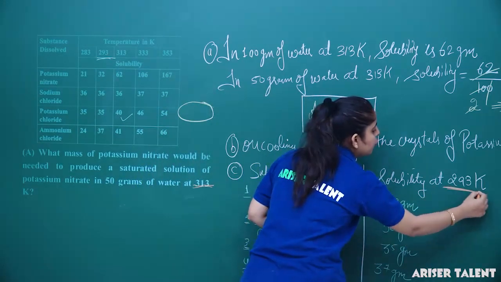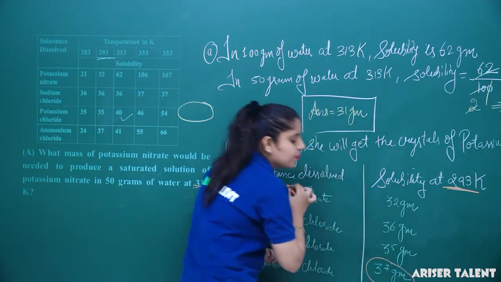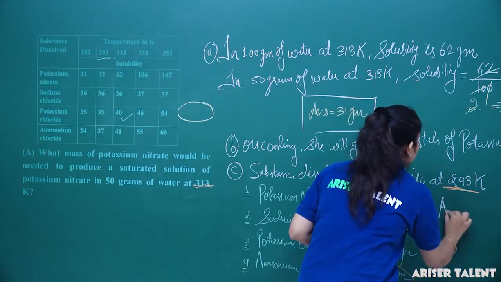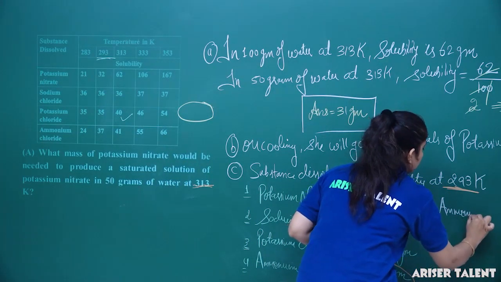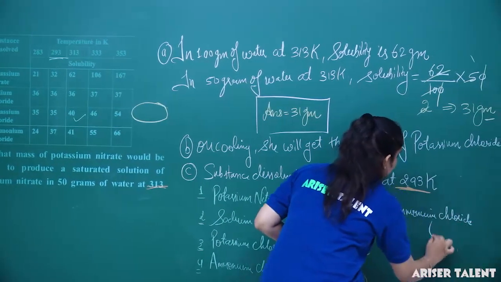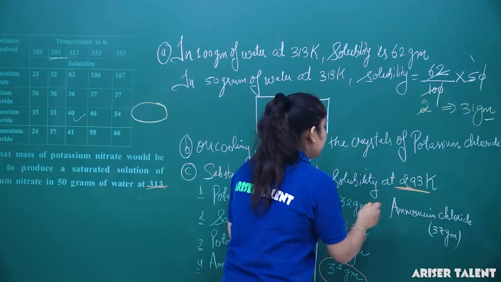So what you can find here, we have seen that the solubility of ammonium chloride is highest at a temperature of 293 Kelvin. So you can say that ammonium chloride has the highest solubility. So the answer here will be ammonium chloride, and its solubility is 37 gram. Clear? So this is the answer for this part.